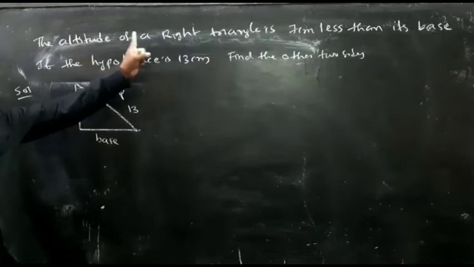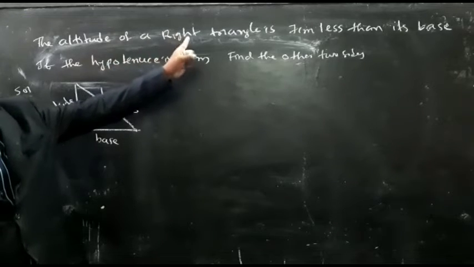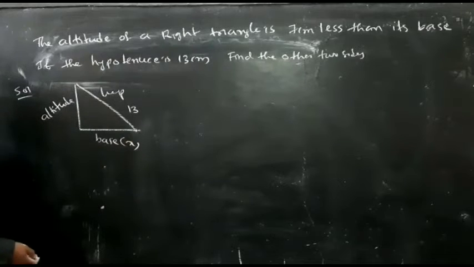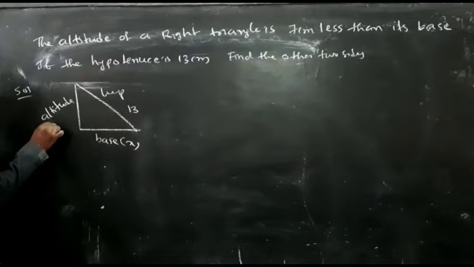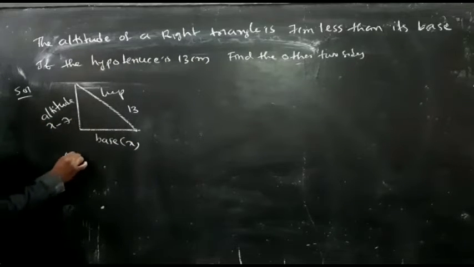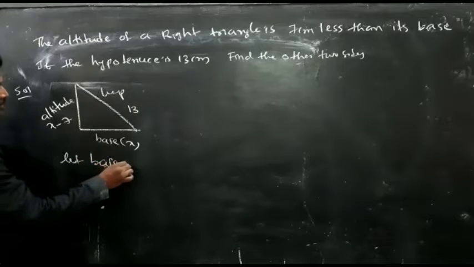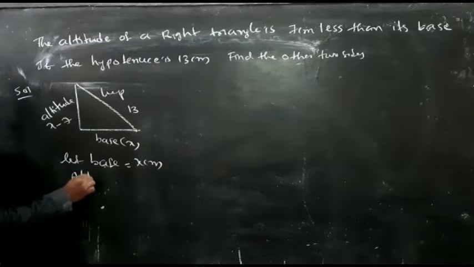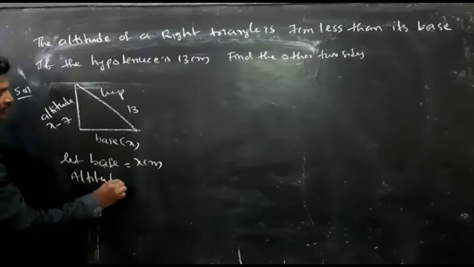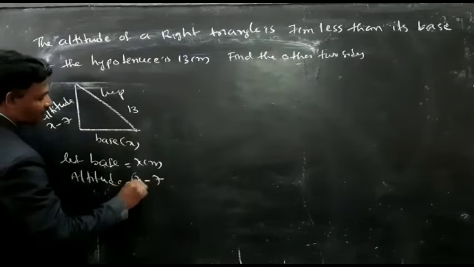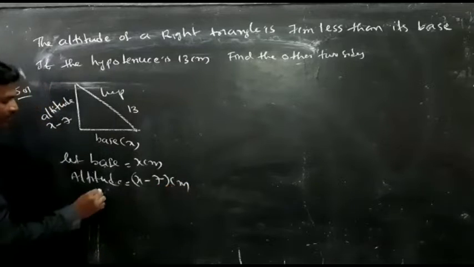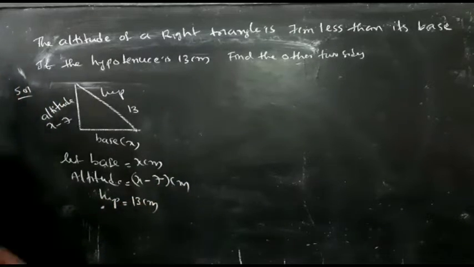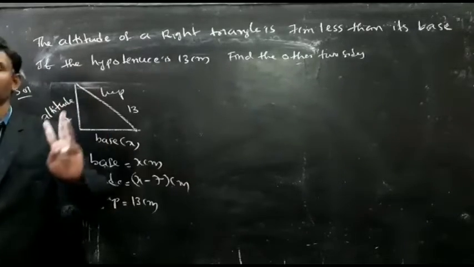But the altitude of the right triangle is 7 centimeters less than its base. If I took base as x, then what about the altitude? x minus 7. Let base is equal to x centimeters. Then altitude is equal to x minus 7 centimeters. And what is the hypotenuse here? 13 centimeters. In a right angle triangle, we can use Pythagoras theorem.